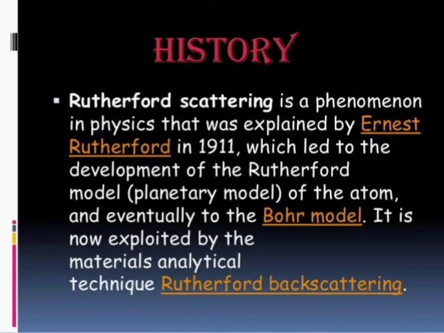Rutherford scattering is a phenomenon in physics that was explained by Ernest Rutherford in 1911, which led to the development of the Rutherford model of the atom and eventually to the Bohr model. It is now exploited by the materials analytical technique. Rutherford scattering model.